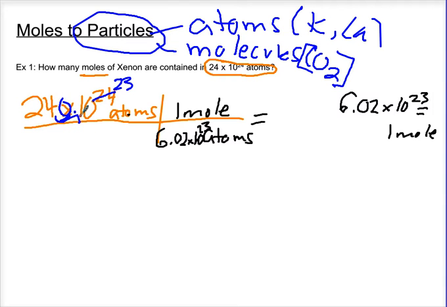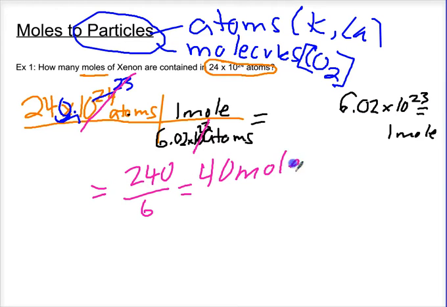So we're left with 240 times 10 to the 23rd atoms times 1 mole over 6.02 times 10 to the 23rd. Why is that beneficial for me now? Well, now I can cancel out my 10 to the 23rds. So I'm essentially left with 240 divided by 6. And if we do the simplification there, that's just simple division, and you get a final answer of about 40 moles.